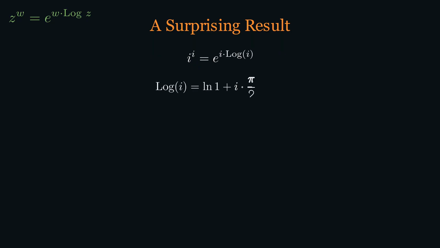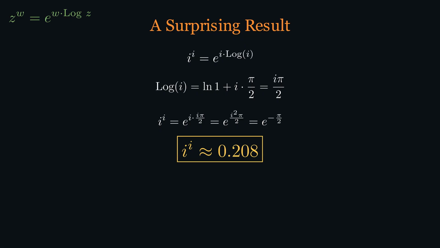Log of i equals natural log of the absolute value of i plus i times arg of i equals natural log of 1 plus i times pi over 2 equals i pi over 2. So i to the i equals e to the i times i pi over 2 equals e to the i squared times pi over 2 equals e to the negative pi over 2. i to the i is a real number, approximately 0.208. An imaginary number raised to an imaginary power gives a real result. Complex analysis contains many such results.